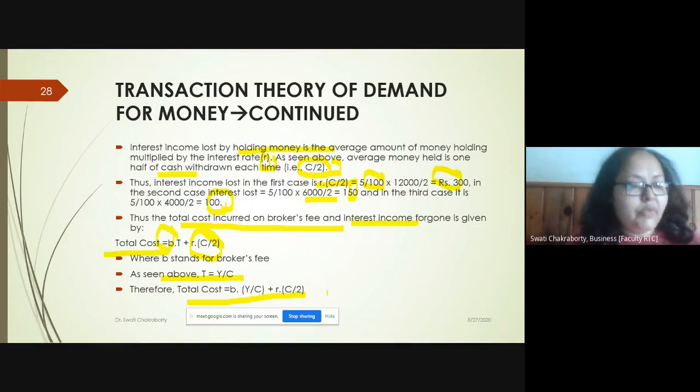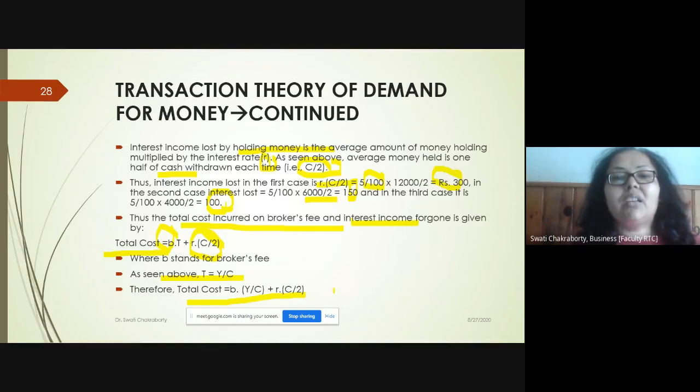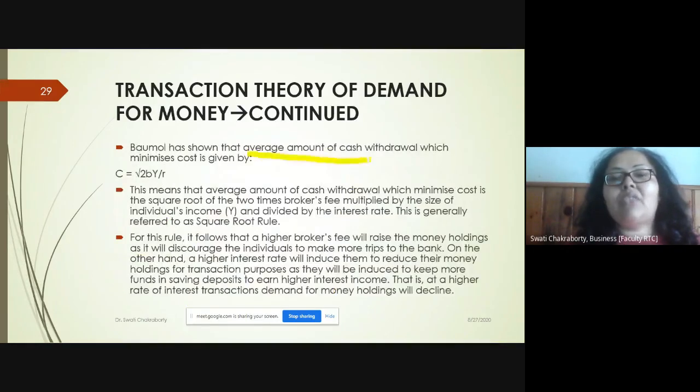Okay. Now, if you simplify this to find the cost-minimizing amount, what you see is that the average amount of cash withdrawn which minimizes the cost, denoted by C, is equal to the square root of 2BY by R. So the average cash withdrawal which will minimize the cost is the square root of 2 times the broker's fee multiplied by the individual's income, that is Y, divided by the rate of interest. And this is called the square root rule.